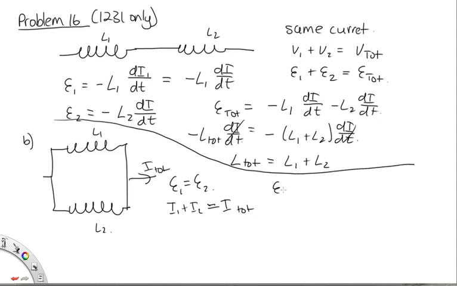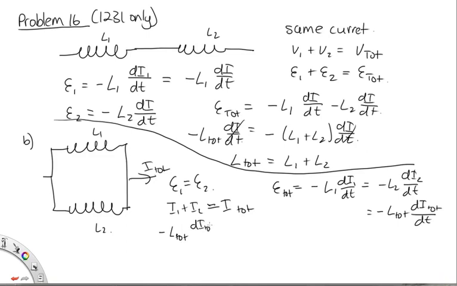Okay, so our total induced EMF in this case will be minus L1 di1/dt, which is the same as minus L2 di2/dt, which we can write as minus L total di total/dt as well, if we're trying to find our equivalent inductance. Now, di total/dt, we've said that this is I1 plus I2. So let's just write this over here. We've got minus L total di total/dt is equal to minus L total (di1/dt plus di2/dt). And this, we've said, is equal to the total EMF.